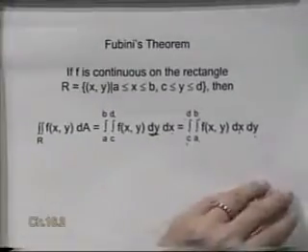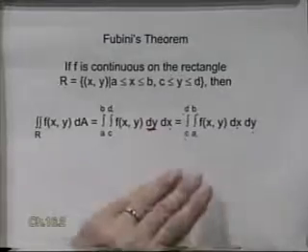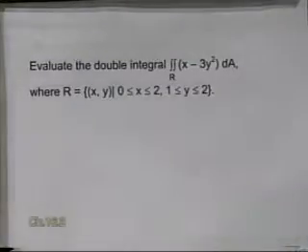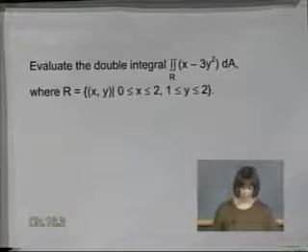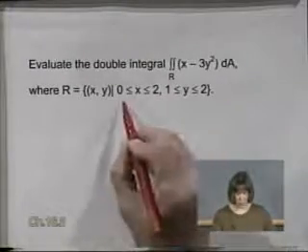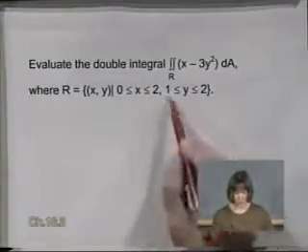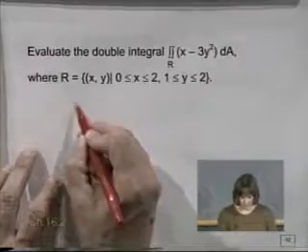So what we want to do right now is evaluate the double integral of x minus 3y squared dA, where R is the region of all the points x, y where x is ranging from 0 to 2, and y is ranging from 1 to 2. So it's very, very simple.